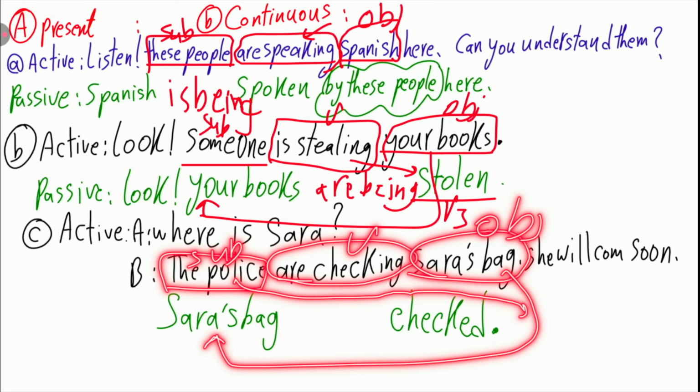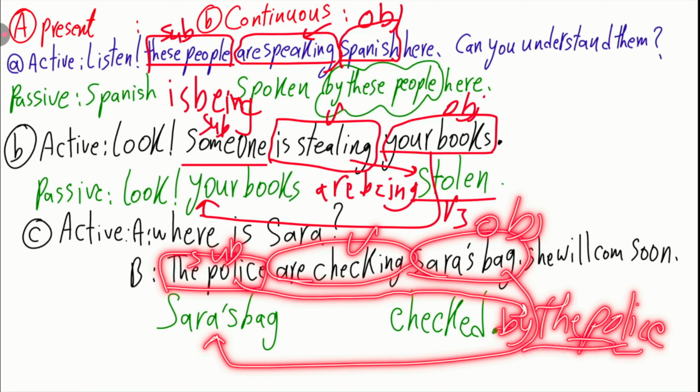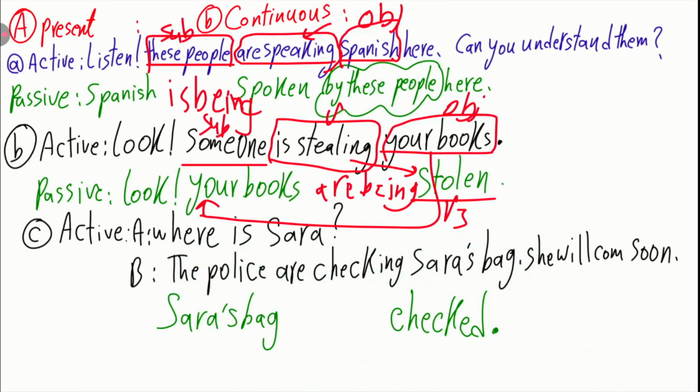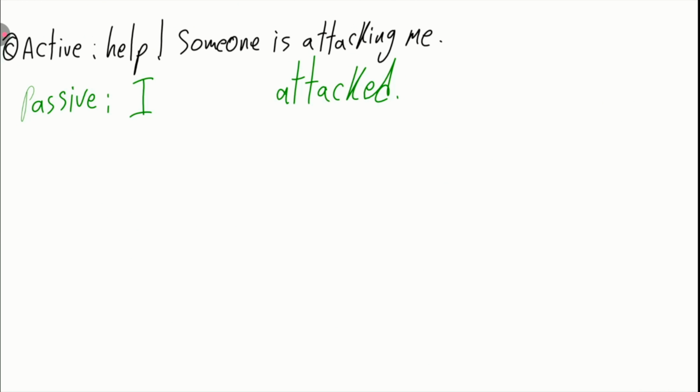If I want to write here by the police, it's okay. If I don't want to write it, of course it's okay too, because we know who checks the bags. Generally it is the police, no one else. And here we say, my friends, Sarah's bag, one bag is, and to show that this action is happening now, we say is being. Is being.